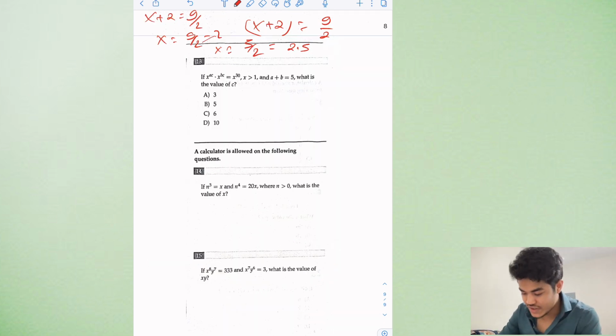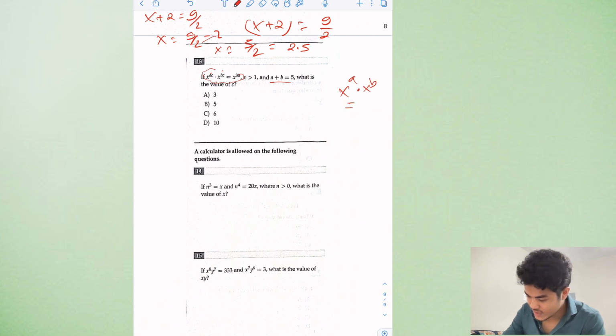If x raised to ac and this term, this, and x is greater than 1, and a plus b is equal to 5, what is the value of c? All right, so we need to get this expression out of this equation. And how do we do that? As we can see, these two terms have equal base x, and we know that x^a multiplied by x^b is x^(a+b). So why don't we add these two exponents, ac plus bc equal to x^30.